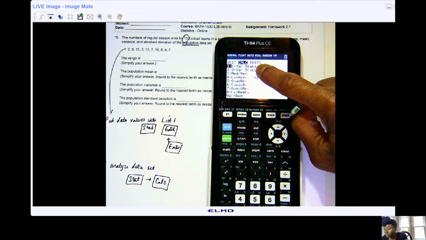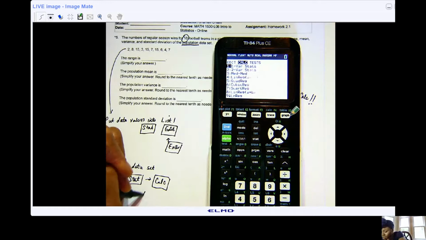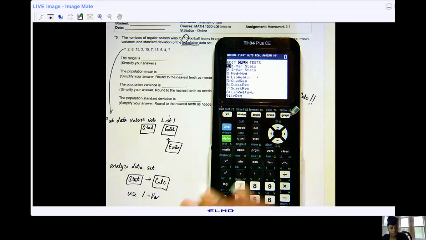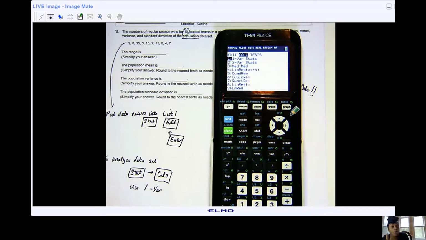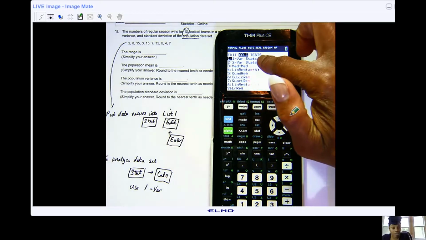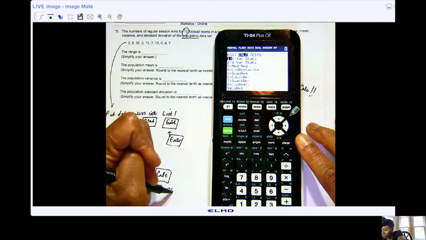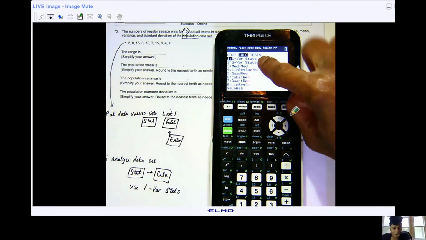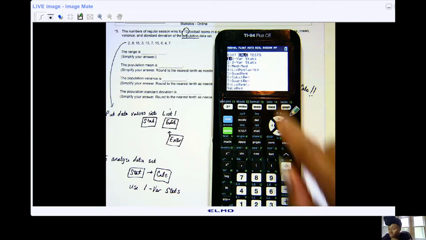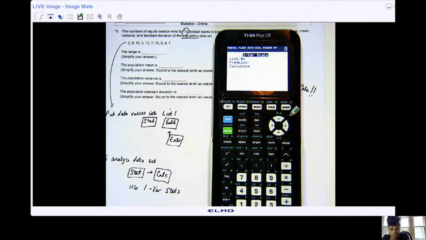So I'm using one variable stats because I only have a single list of data values. I don't have, in other words, an ordered pair. You know, ordered pairs are X and Y. So I'm not on that kind of data set right now. I just have a single set of data entries. So that's one variable stats. So I'm using one variable stats. And again, it's already highlighted because it's the first one. So I'm just going to press enter to select it. Okay.